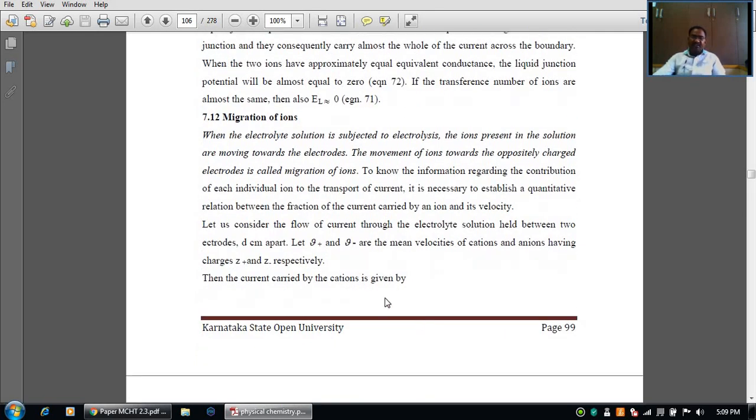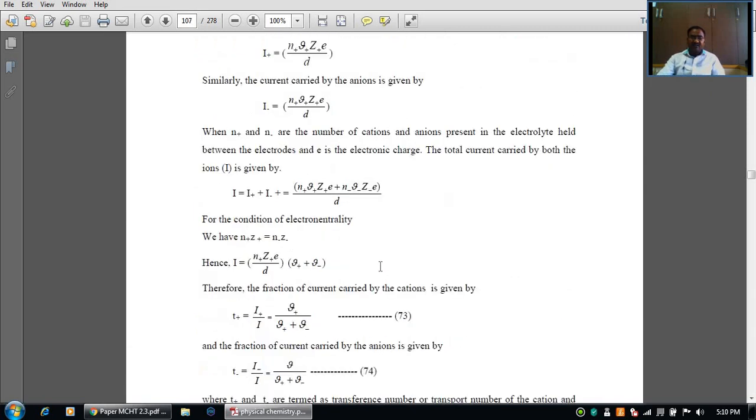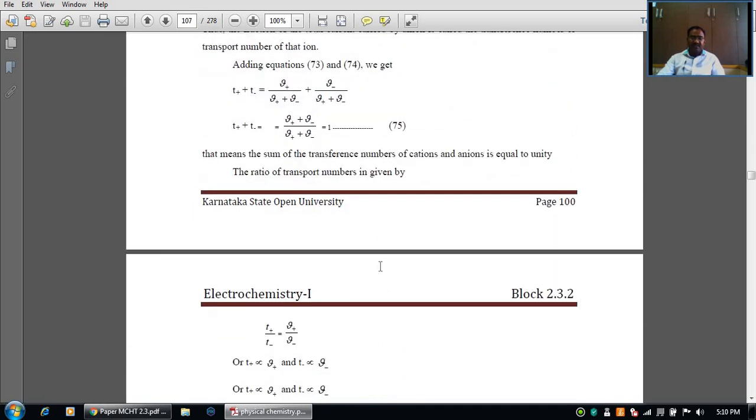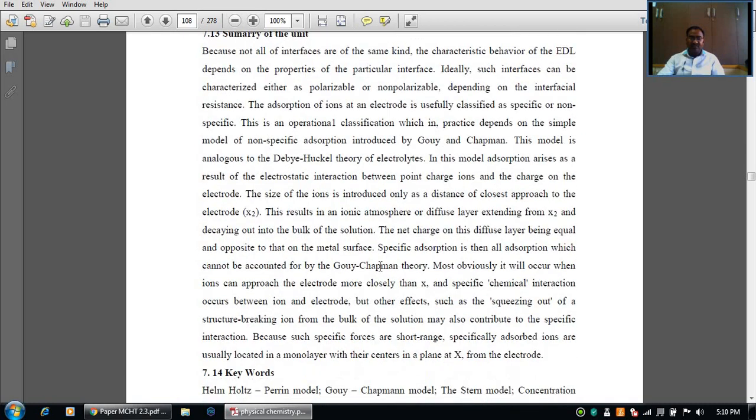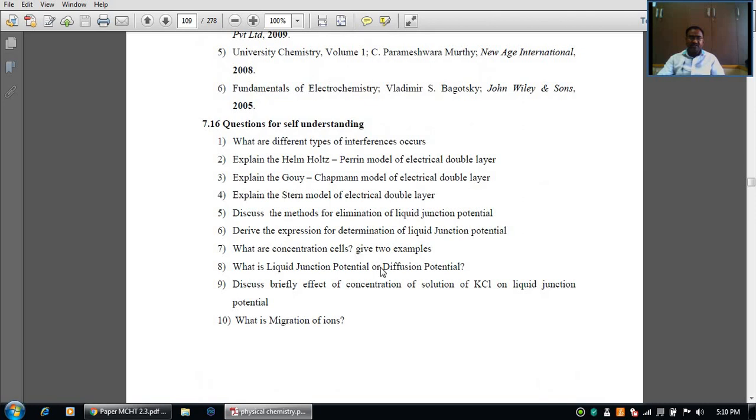That is the concept of migration of ions. Migration of ions means that when an electrolyte solution is subjected to electrolysis, the ions present in the solution move towards the electrodes. The movement of the ions towards the oppositely charged electrode is called migration of ions. This is the mathematical expression for migration of ions. These are all the important questions from this unit.